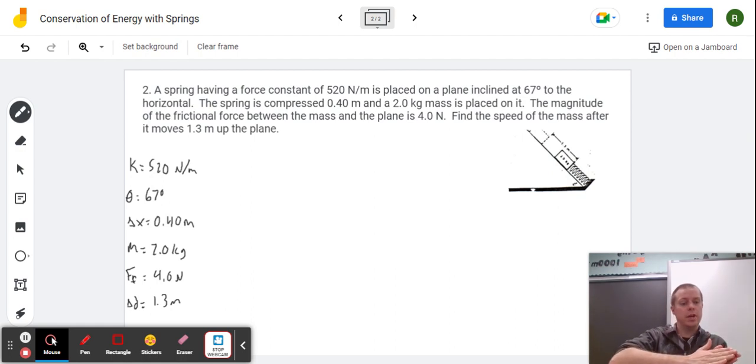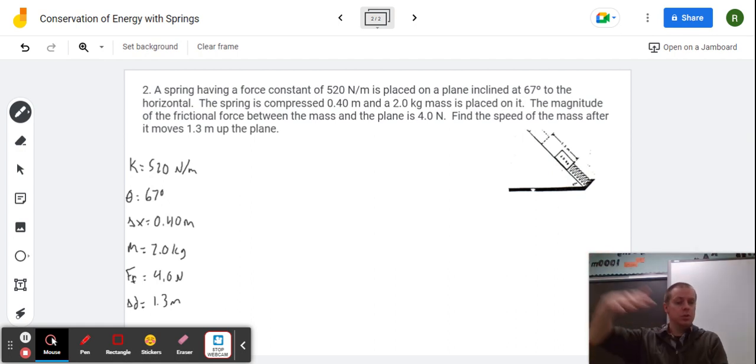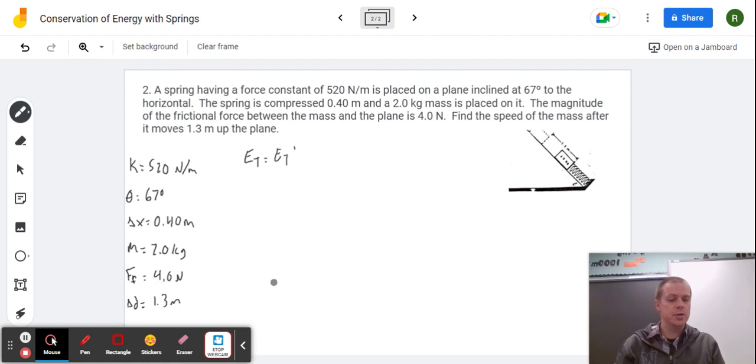The spring pushes the mass, and the mass will slide up the ramp. So again, we have changing types of energy, and anytime we have changing types of energy, we're using conservation. The total energy at the beginning equals the total energy at the end. Now, at the start, the only type of energy it has is elastic potential.